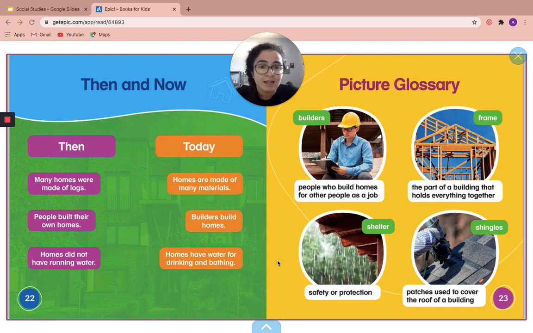All right, so let's see if our definitions were correct. We have builders, people who build homes for other people as a job. You got that one right. Frame, the part of a building that holds everything together. We got that one right. Shelter, safety or protection. We got that one right. Shingles, patches used to cover the roof of a building. And we got that one right also.